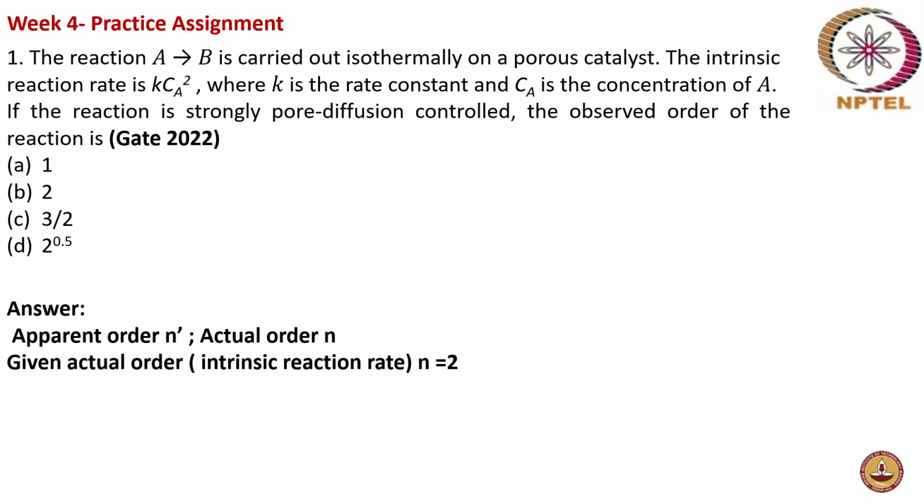So the given parameter is the actual order, that is the intrinsic reaction rate, which is 2. It is second order with respect to the reactant A, because it is given as Ca square. That means order is 2. Now the relationship between the apparent order and the actual order is given by n prime is equal to n plus 1 by 2. So incorporating the value of n, you will get 2 plus 1 by 2, that is equal to 1.5, which means option C, 3 by 2, is the right answer.